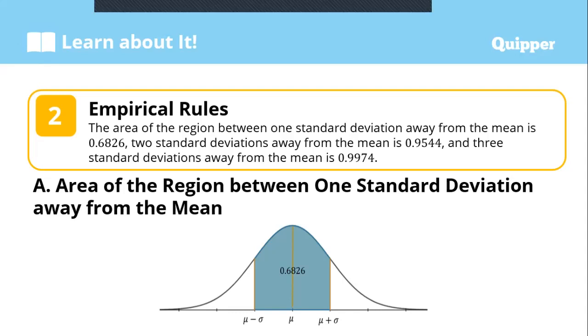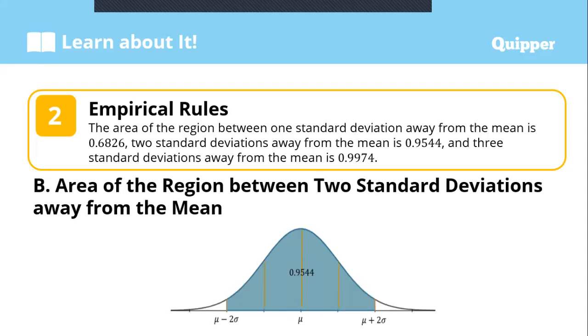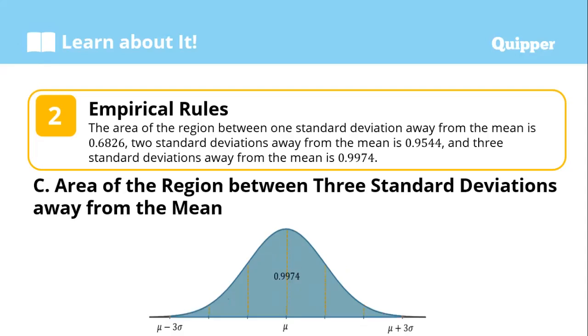The area between one standard deviation away from the mean is 0.6826. Then from the mean, 2 standard deviations away, the area is 0.9544. Then between 3 standard deviations away from the mean, almost everything is shaded.